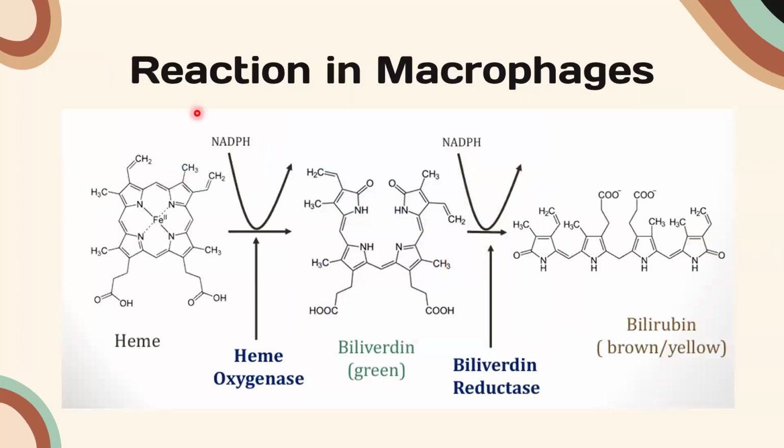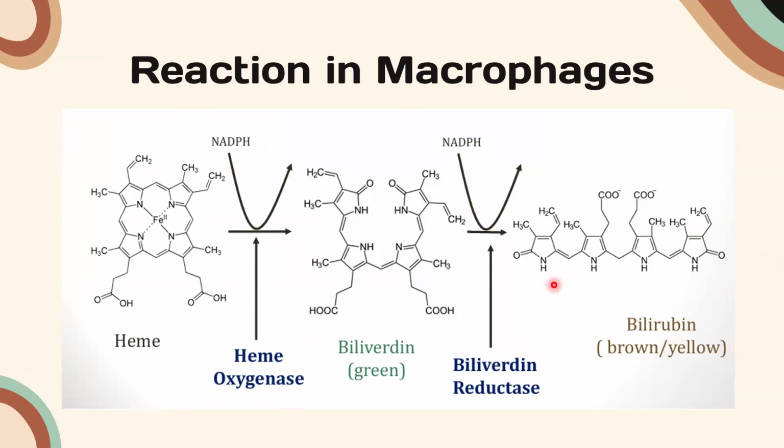It's important to know the difference. Once the macrophage takes the heme, what does it do with it? The heme is converted into biliverdin by an enzyme called heme oxygenase. Then, once you have biliverdin, which is green in color, it is converted into bilirubin, which is brown or yellow in color. And this is done by biliverdin reductase.